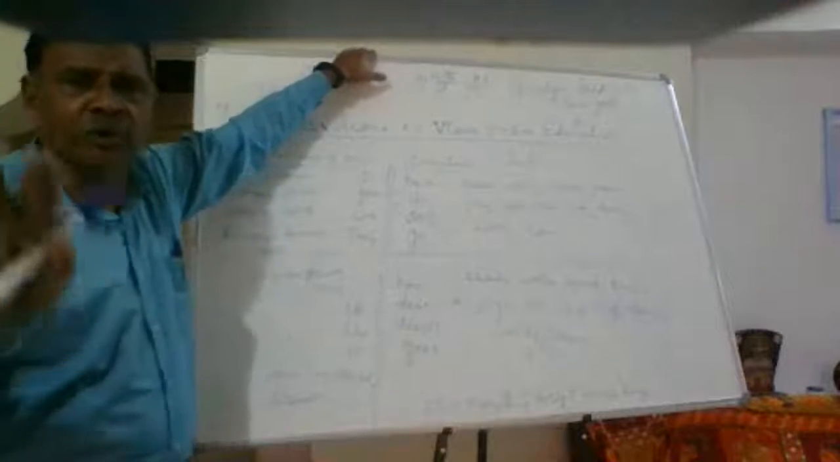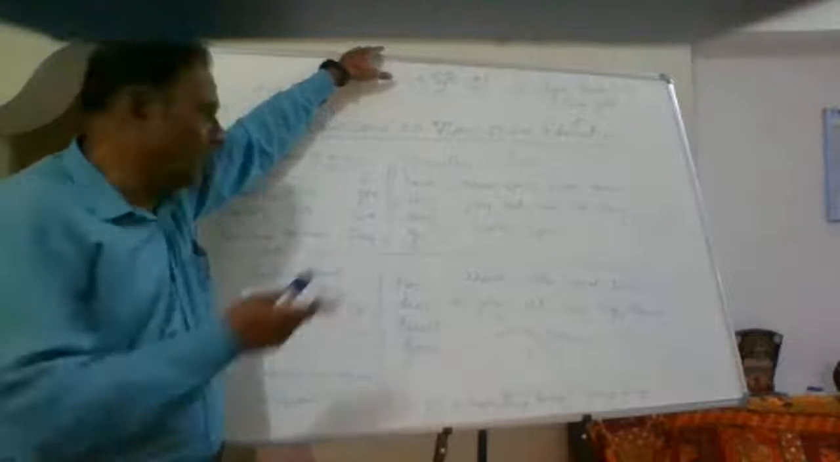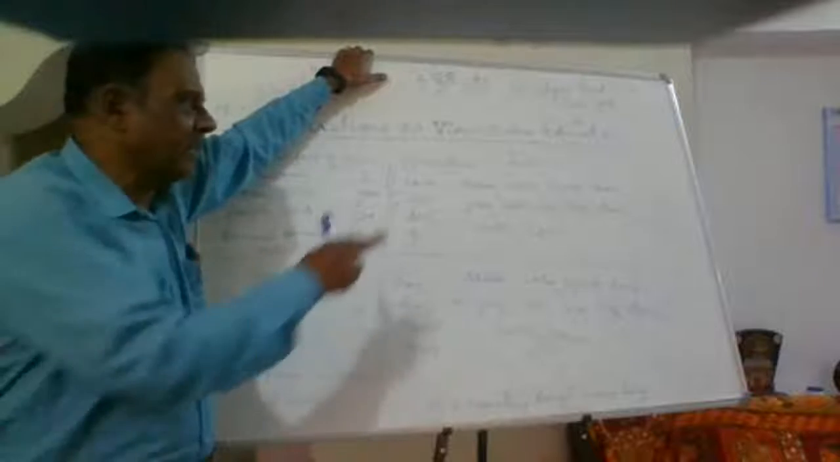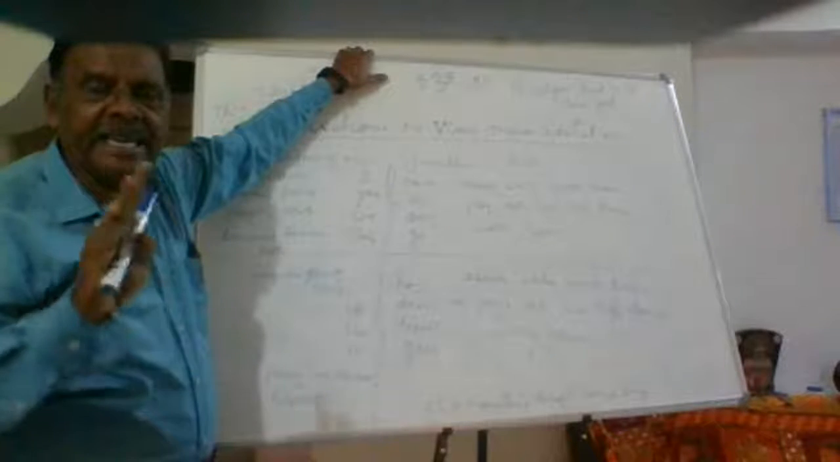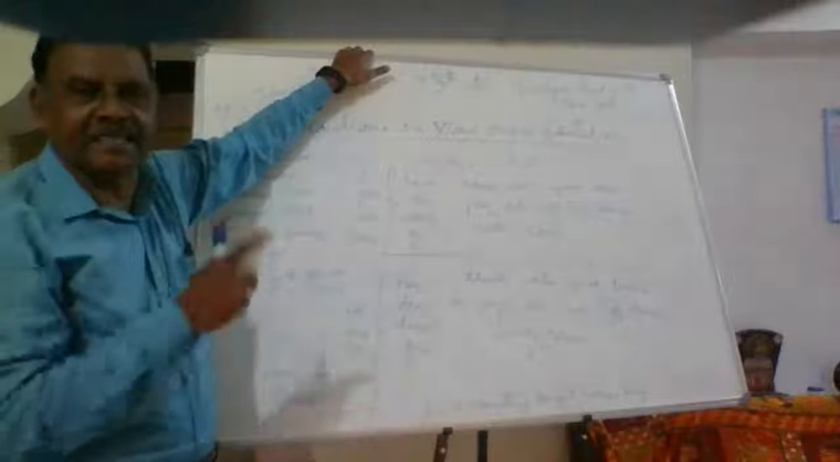For example, cows eat grass, cow eats grass. Look, when this cows comes, the verb comes: eat grass. Here when cow comes, cow eats grass.